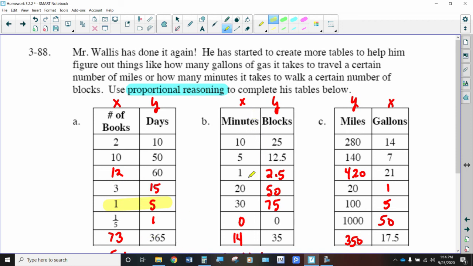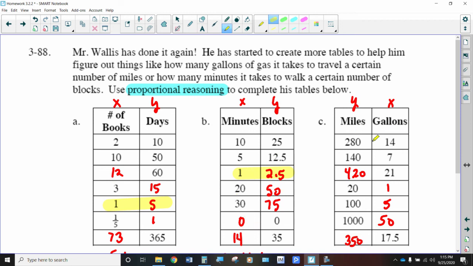Here, our unit rate is 2.5 blocks per minute. How do you get that? 25 divided by 10 is 2.5. So once you know that every minute he walks 2.5 blocks, then you can figure out the rest of these.